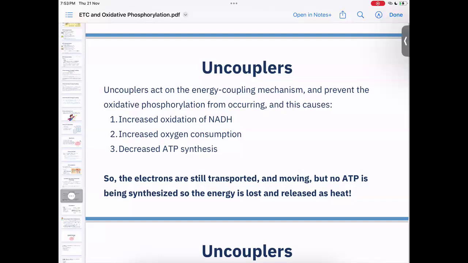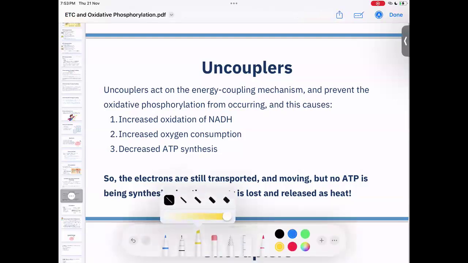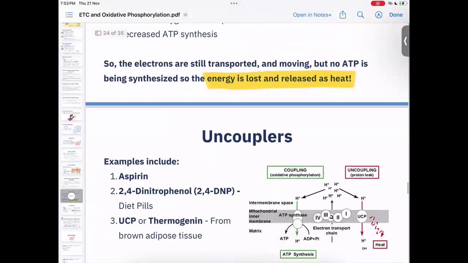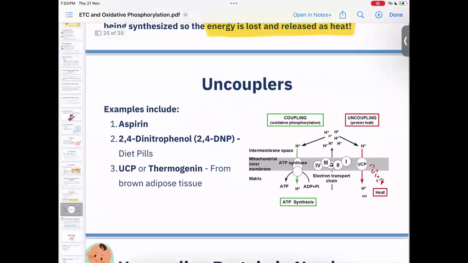Makes sense? So with uncouplers, it's a very bad situation because electrons are still being dropped off, electron carriers are still being oxidized, oxygen is being consumed, but no ATP is being produced. And how is the energy lost? It's lost as heat. Okay? Very, very important to remember that the energy is lost and released as heat when uncouplers are there.